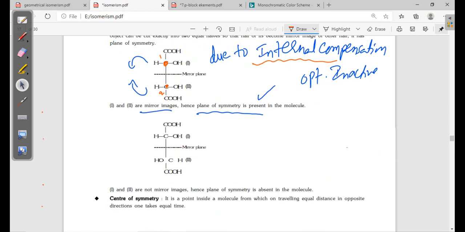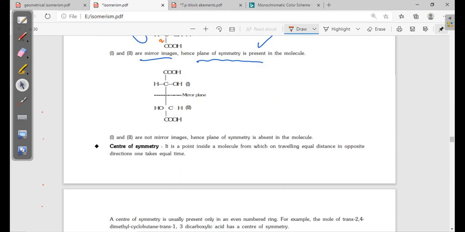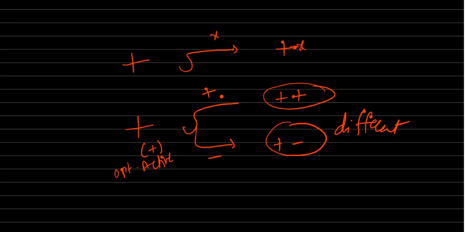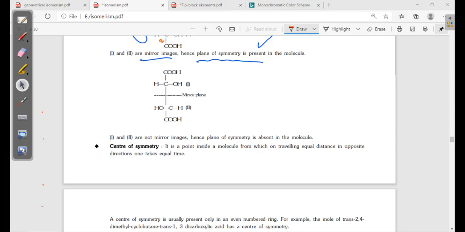You can see the next example also. Now, okay, the remaining symmetries we can discuss in part 2.